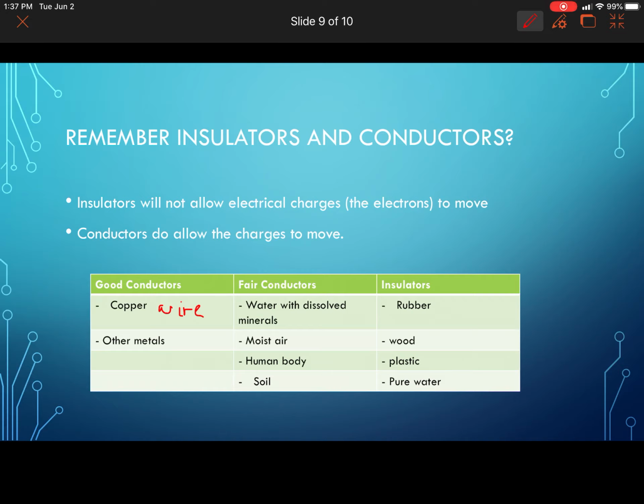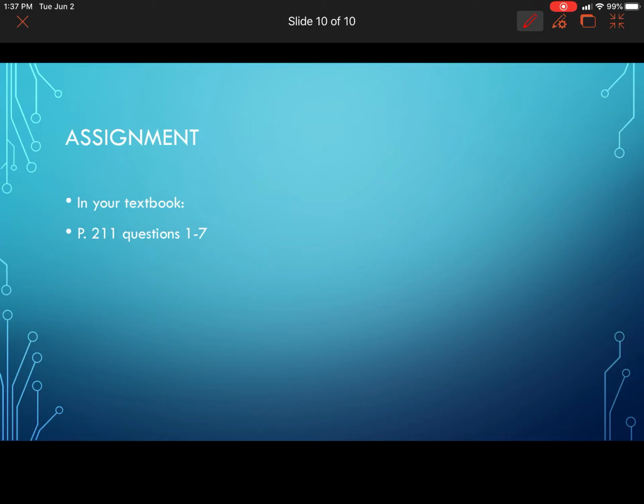Now, insulators are things where electricity is not able to pass through, things like rubber. That's why a lot of handles for things are often made of rubber. Wood, you can't pass electricity through wood, plastic, or pure water. By pure water, I just mean if it's just H2O by itself, you cannot pass electricity through it.